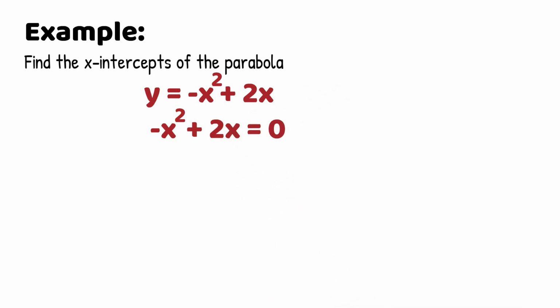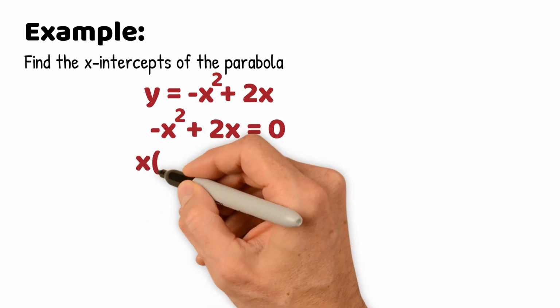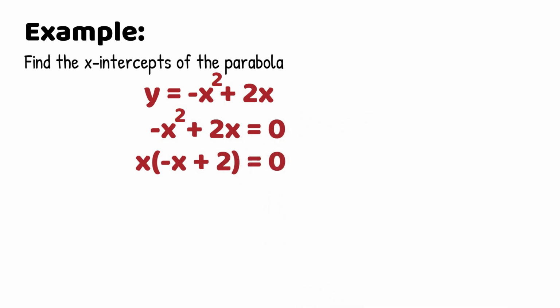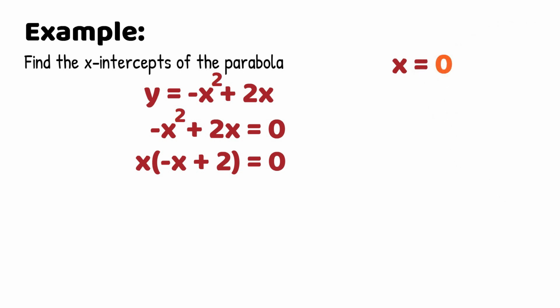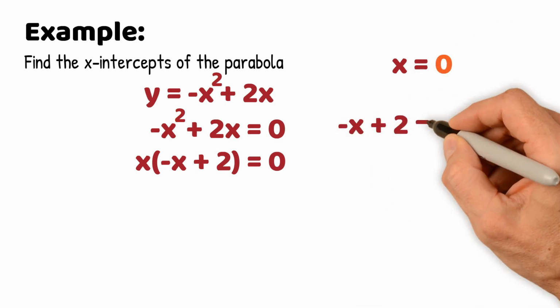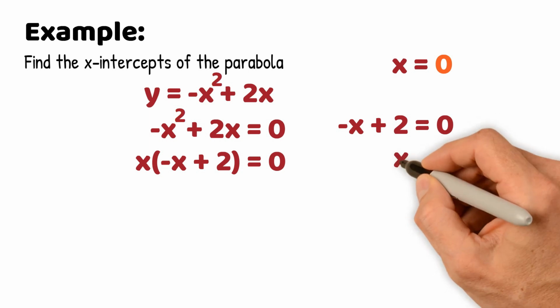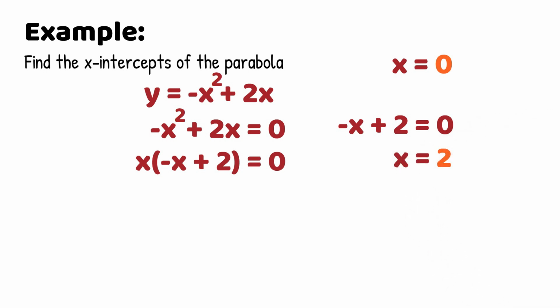We may be tempted to use the quadratic formula, but it's not necessary since we can easily factor it. We can factor out an x and get x times negative x plus 2 equals 0. Now set each factor to 0. One solution is x equals 0, and the other solution is negative x plus 2 equals 0, and in that case x equals 2. Therefore, there are two x-intercepts, one at x equals 0 and the other at x equals 2.